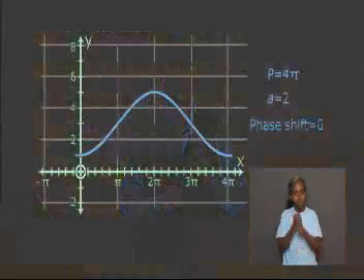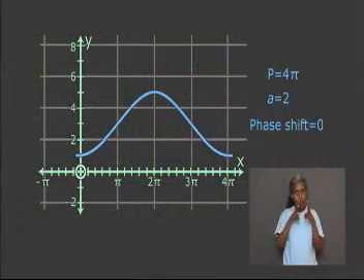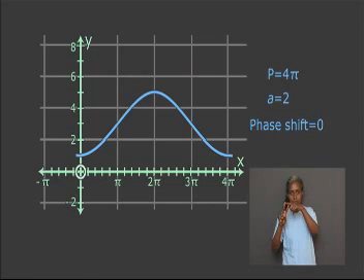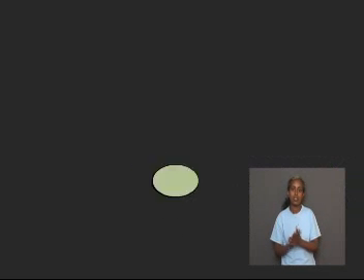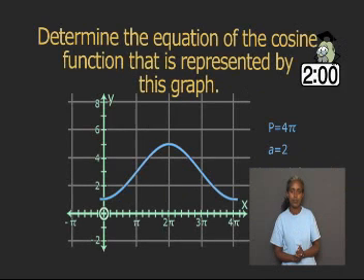Let us try one more activity. This time, students, we will work backwards. Please look at this graph. You are given a period of 4 pi, an amplitude of 2, and a phase shift of 0. Can you determine the equation of the cosine function that is represented by this graph? Students, let's get ready. Begin.